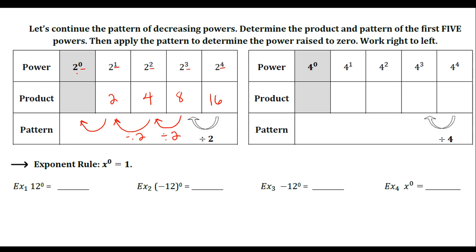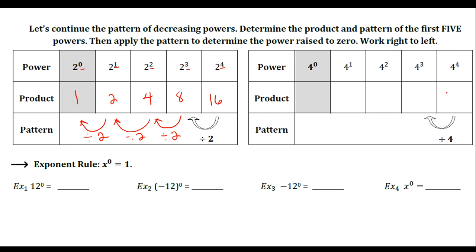Now, let's see what happens. We have 2 to the 0. So remember, you're just dividing by your base as you are decreasing the exponent. 2 divided by 2 is 1. So 2 to the 0 is 1. 2 to the 0 is not 0, it is 1.